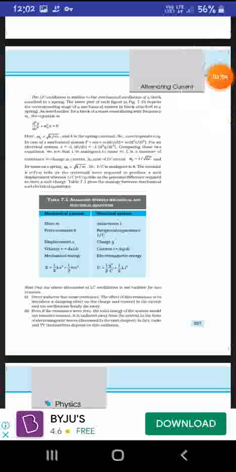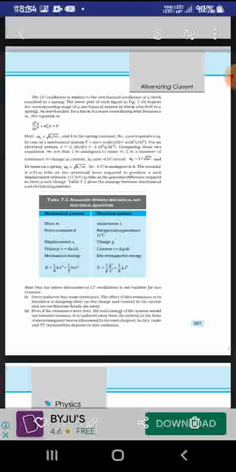The LC oscillation is similar to the mechanical oscillation of a block attached to a spring, and the lower part of figure 7.19 depicts the corresponding stage of the mechanical system. So d square x by dt square plus ω square x is equal to 0. Therefore ω0 is equal to root k by m. So ω is equal to 1 by root LC, and for the mass on the spring ω is equal to root k by m. So this is the mechanical system and the electrical system, and the formulas show the analogy.